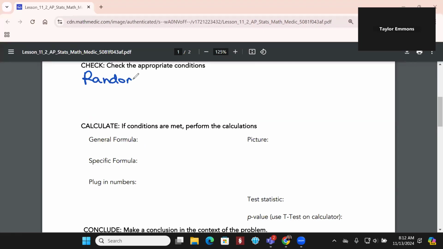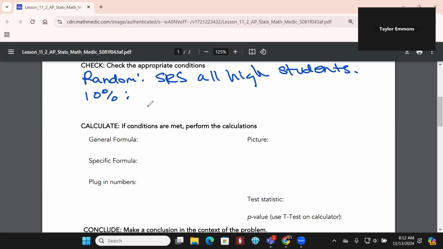For random, we've got a simple random sample of all high school students. Okay. 10% condition. We have 32, which is less than or equal to 10% of all the high schoolers ever in America.